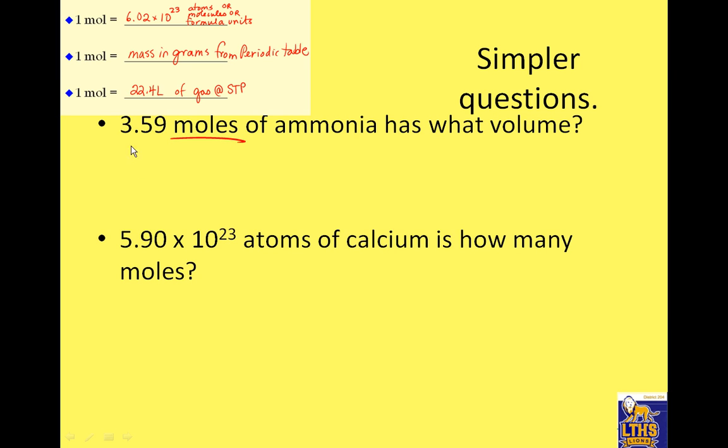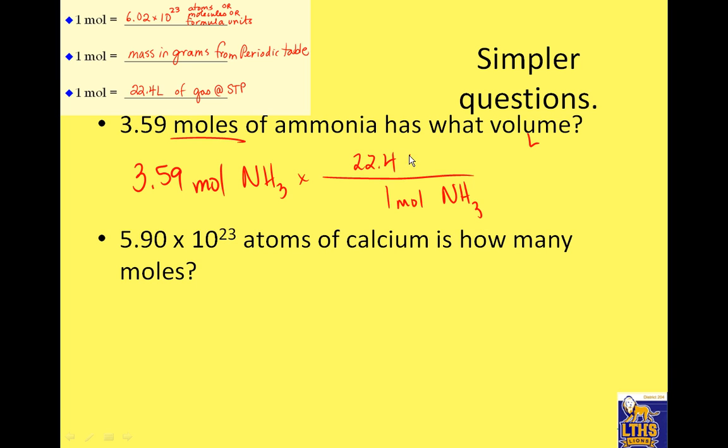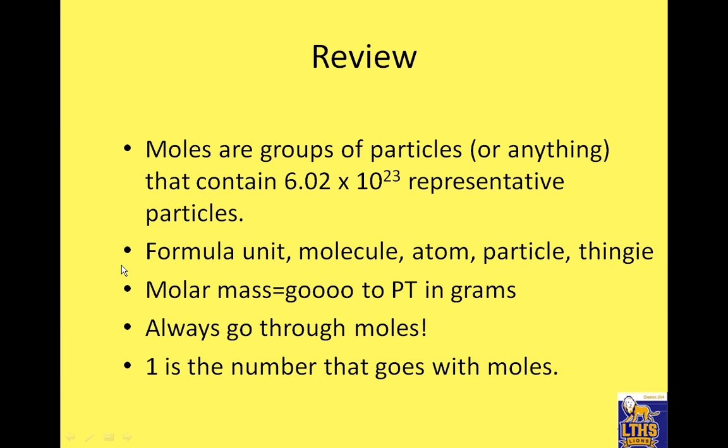This is moles already. 3.59 moles of what? Ammonia, NH3. Oh, I should tell you that's what it is. What volume? Well, 1 mole of ammonia has 22.4 liters. And so this is only 1 step because you only have to use moles and liters. It's 1 step because both of those units are in that same conversion factor. 3.59 times 22.4, and you get 80.4 liters NH3. All right, we're saving this one for class, and we're going to review.